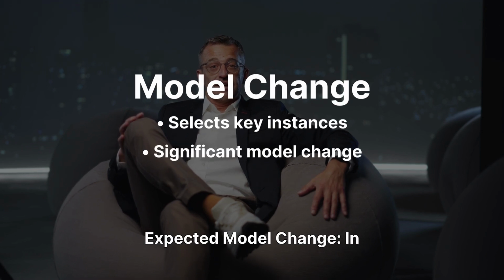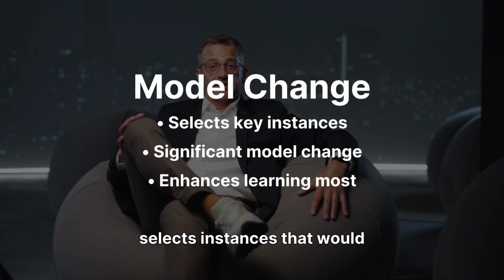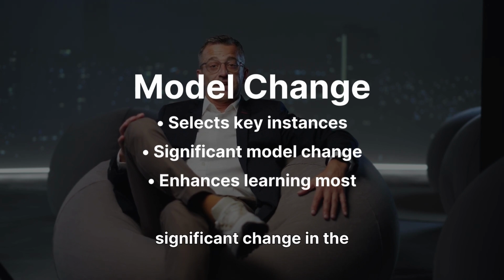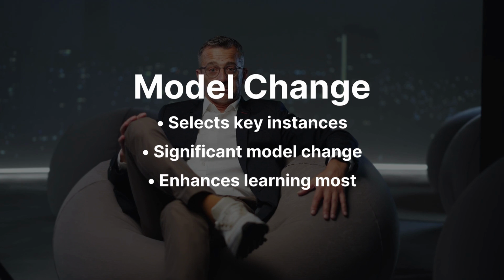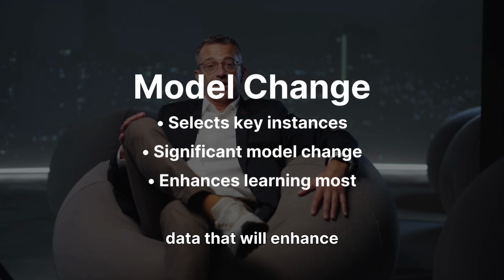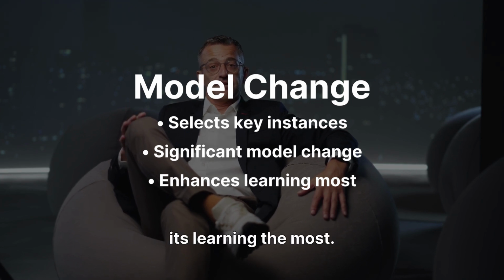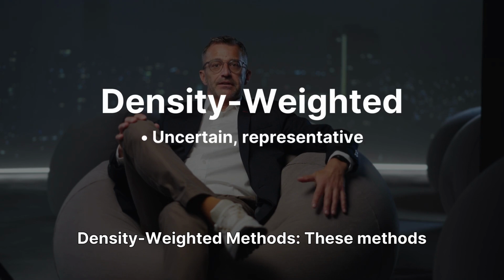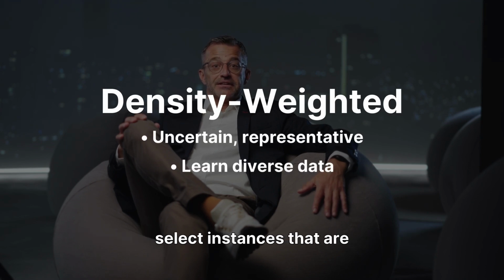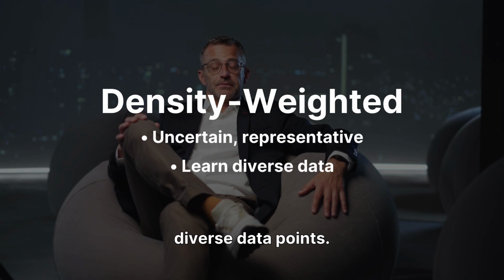Expected model change. In this strategy, the model selects instances that would lead to the most significant change in the model if they were labeled. Essentially, it focuses on data that will enhance its learning the most. Density-weighted methods. These methods select instances that are not only uncertain but also representative of the data distribution. This helps ensure that the model learns from diverse data points.